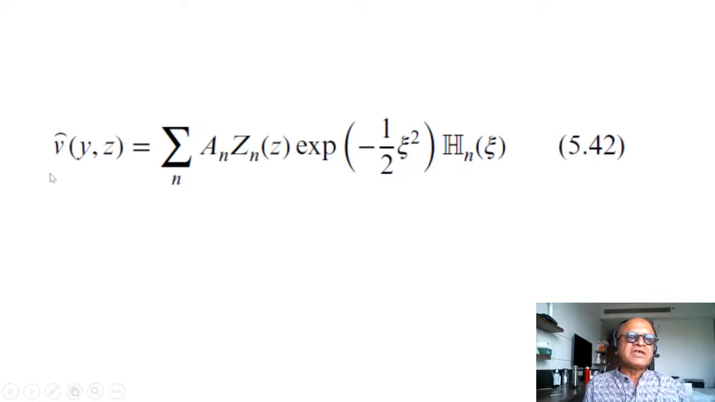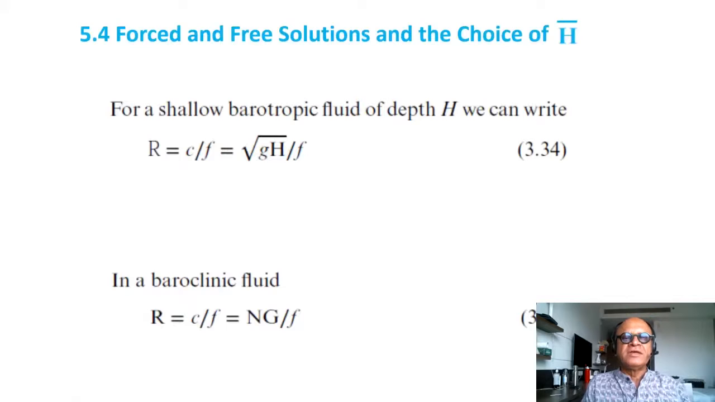Okay, in this case then v hat, the meridional perturbation velocity, is given as the sum over n of an times Zn as a function of z. So you still need to be consistent with the background state. That's the main thing to remember there. Exponential of minus 1 over 2 psi squared times the Hermite polynomial. Okay, out of that we can get forced and free solutions, but this depends critically on how the h bar is chosen. Okay, people have chosen all kinds of values, but it does have a significance in terms of the choice.